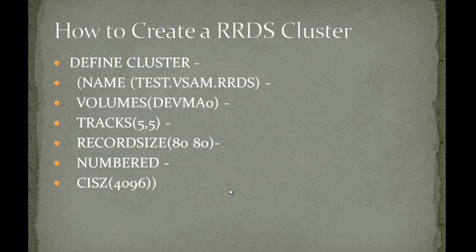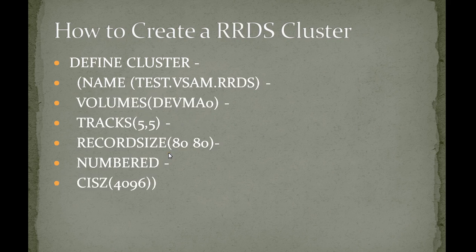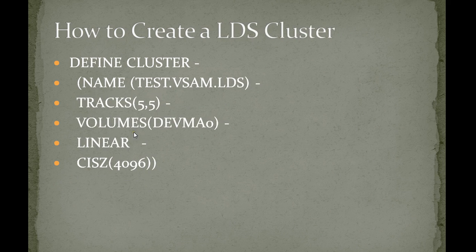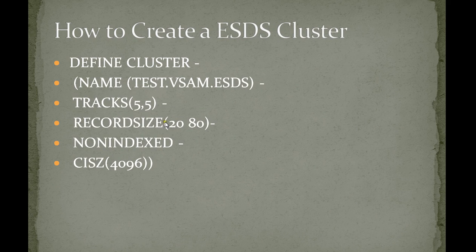Just a recap: ESDS will have non-indexed, RRDS will have numbered, whereas LDS will not have either a record size or a non-indexed or indexed option. It will just have linear. So these are the different ways of creating the different kinds of cluster.